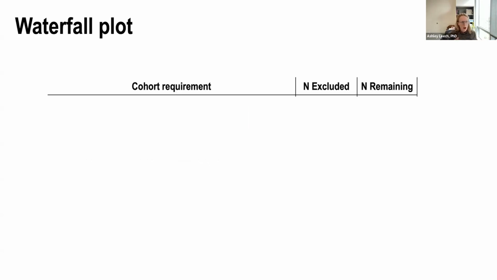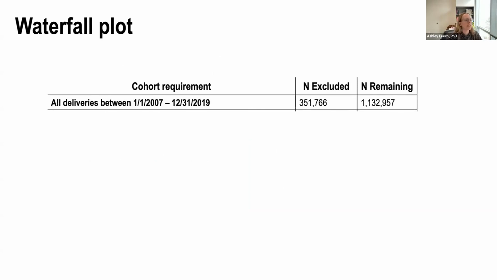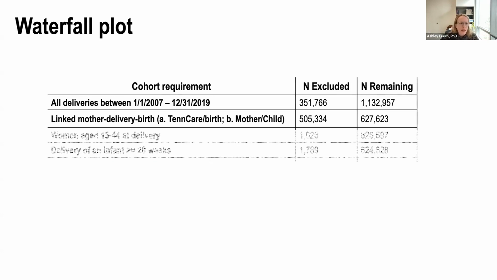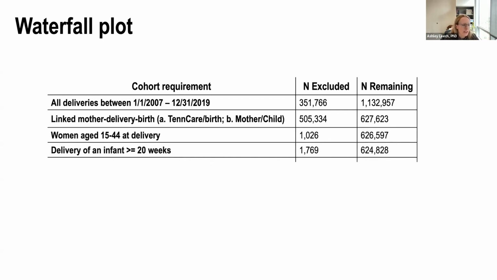So for our cohort breakdown, we have a little over 1 million deliveries between 2007 and 2019. And then after we got the deliveries between these periods of time, we then linked the TennCare Medicaid recipients to their birth certificates, and then also linked the mom-infant dyads, which we have around 630,000 mother-infant dyads in our cohort. And then after restricting on both age and gestation, we see that it really didn't significantly reduce our numbers in the cohort.